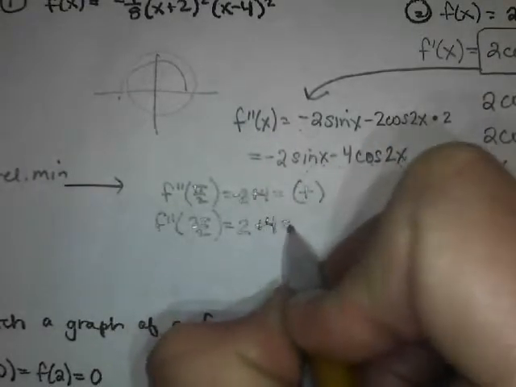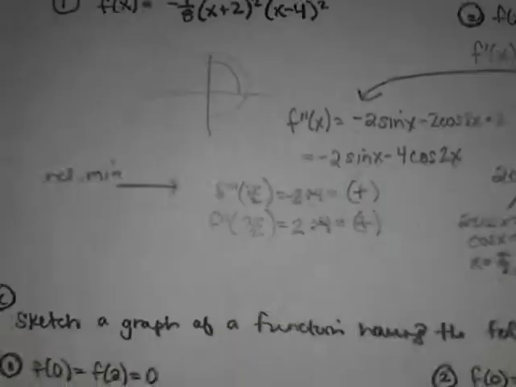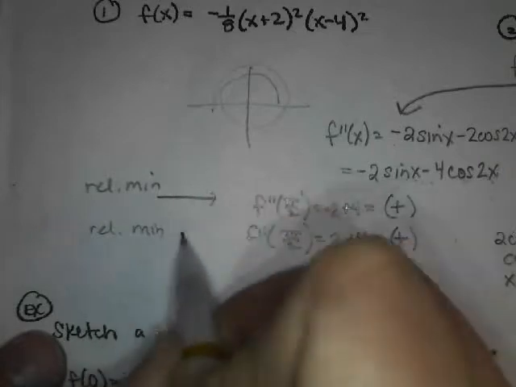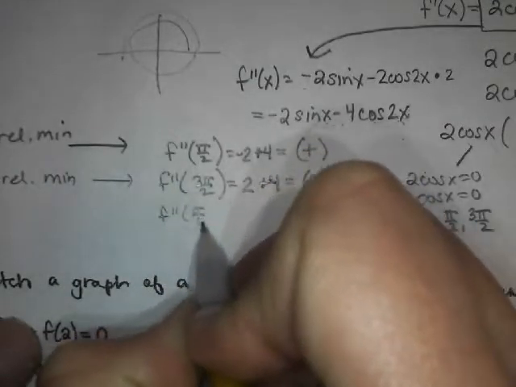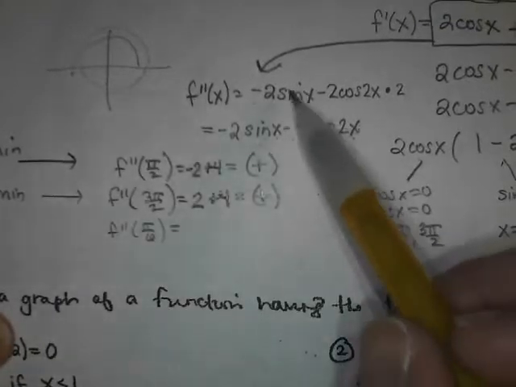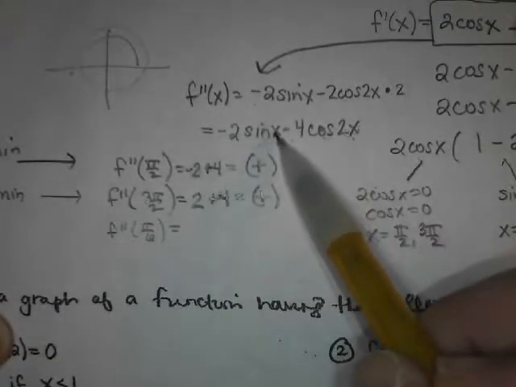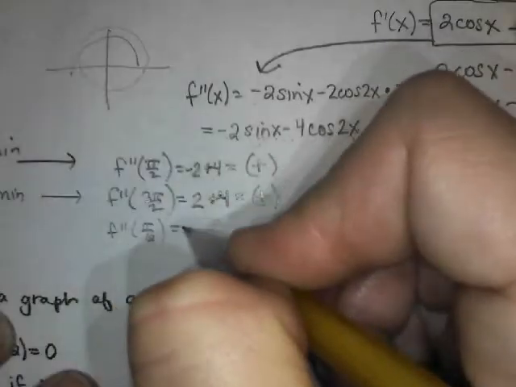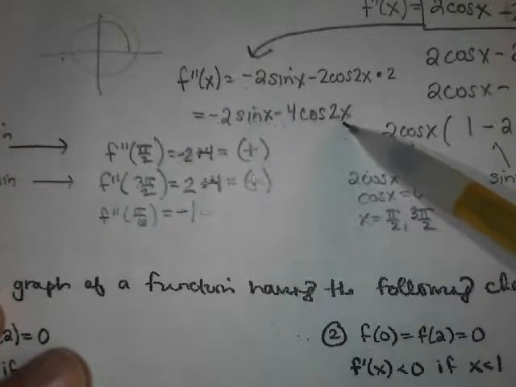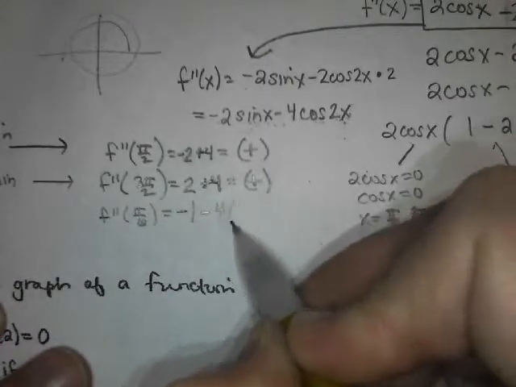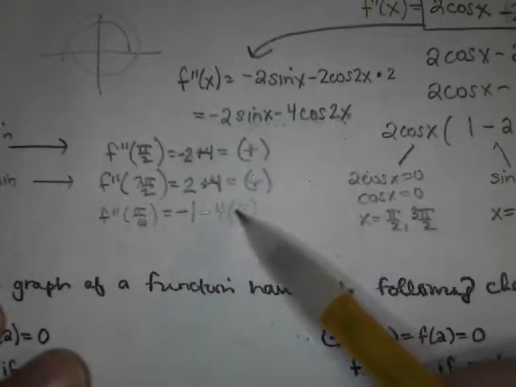We keep going. F double prime of pi over 6. What's the sine of pi over 6? 1 half, negative 2 times 1 half, negative 1, minus, when we plug in pi over 6, what happens when you multiply 2 times pi over 6? 2 pi over 6, right, which becomes pi over 3. What's the cosine of pi over 3? Yes. So I'm just going to split this one up because it's a little bit hard. Negative 4 times 1 half. So that's negative 1 minus 2, which is a negative number. So that's a relative max.